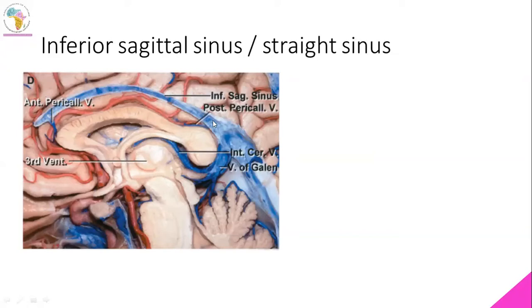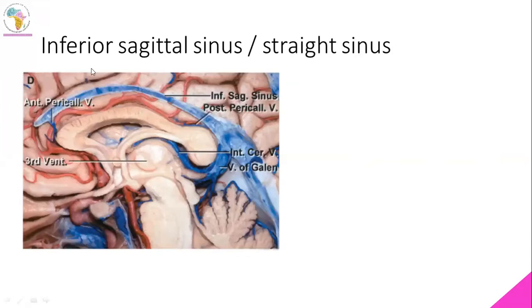And as it goes back, it is joined by a vein. We call it the vein of Galen, or the great vein of Galen, and then it becomes a straight sinus. The straight sinus runs along the attachment of the falx cerebri with the tentorium. We know that the falx cerebri and the tentorium have a midline attachment, and along that attachment we have another sinus, which we call the straight sinus.